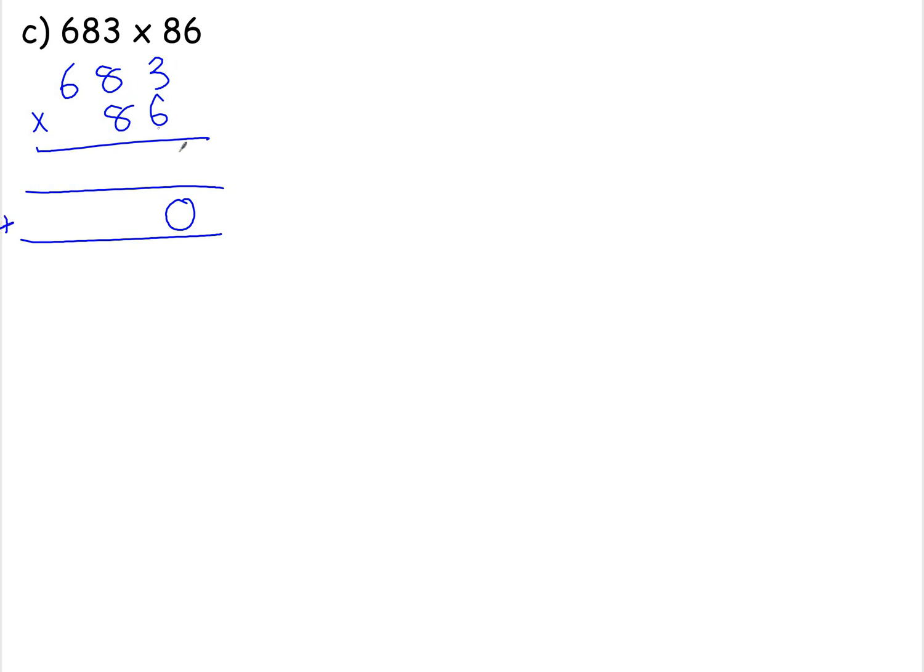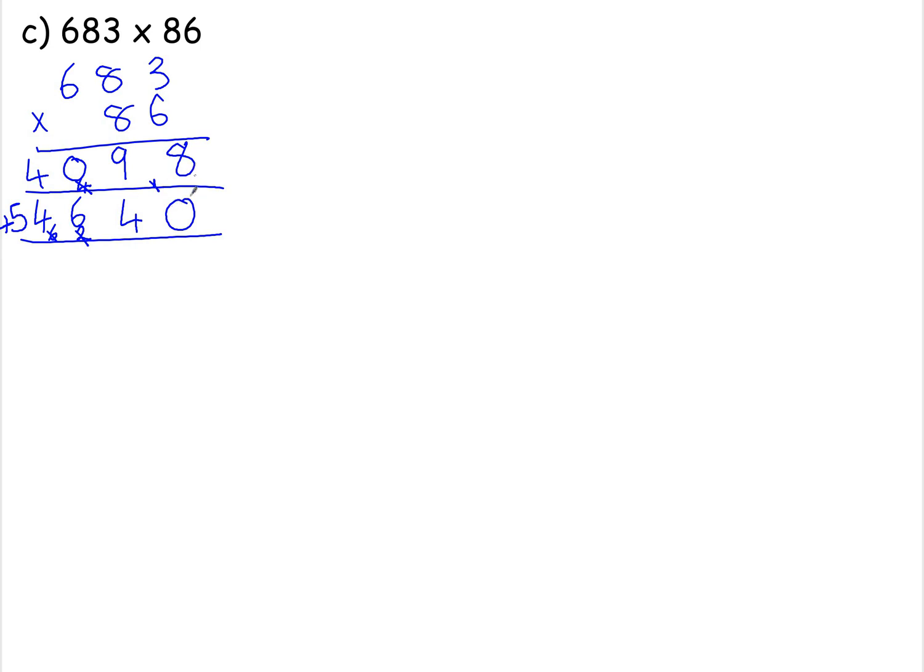Okay, 3 times 6 is 18, put the 8 there, carry the little 1. 8 times 6 is 48, add your 1 is 49. 9, carry the 4. 6 times 6 is 36, add your 4 is 40. Okay, then now we do 683 times 8, so starting here, 3 times 8 is 24, put the 4 there, carry the 2. 8 times 8 is 64, add your 2 is 66. 6 times 8 is 48, add your 6 is going to give you 54, so that's a 4 there and a 5 there.